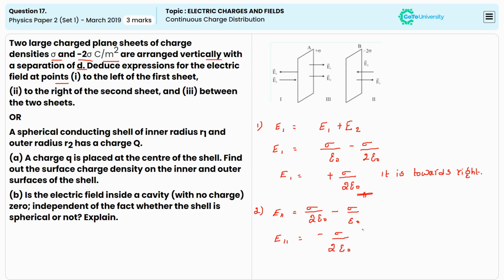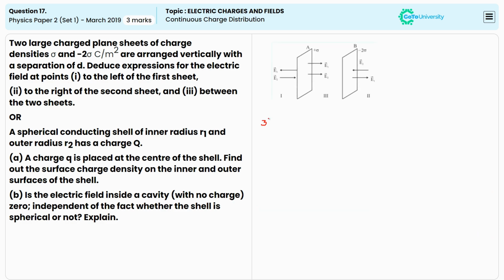It is towards the left. The third case, that is the electric field between the two sheets. Then E3 is equal to E1 plus E2, that is sigma divided by epsilon naught plus sigma divided by 2 epsilon naught, which gives the resultant 3 sigma divided by 2 epsilon naught. This is the equation. This is the electric field towards the right.